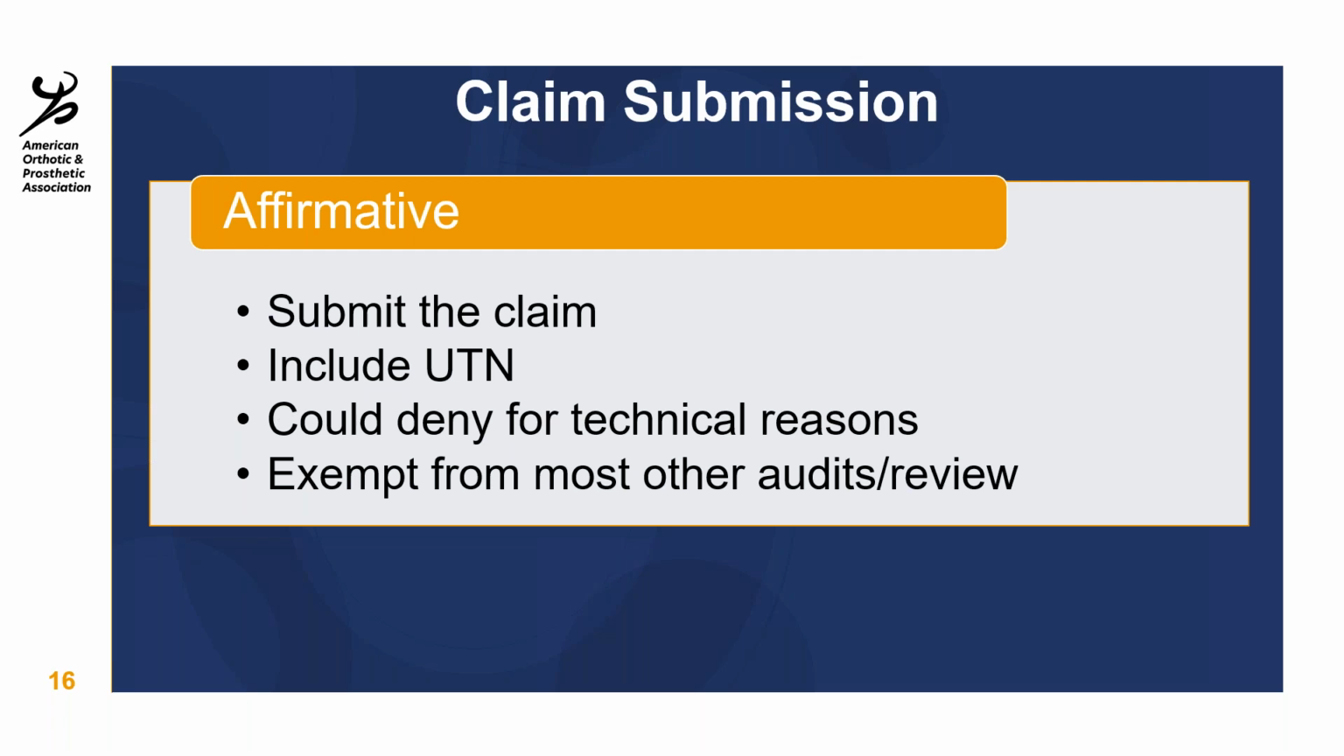Now, if your claim receives an affirmative prior authorization, it will most likely not deny in the future for medical necessity reasons. However, it could possibly deny for other technical reasons, meaning something like proof of delivery was invalid, or you had the wrong place of service, information that was not available during the prior authorization request. Now, an affirmative request also provides the claim with some protection from future audits, either prepayment or post-payment.